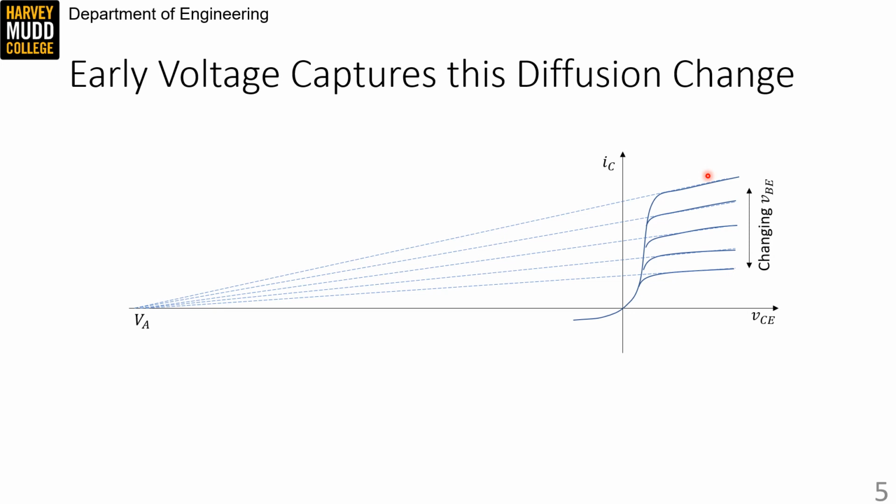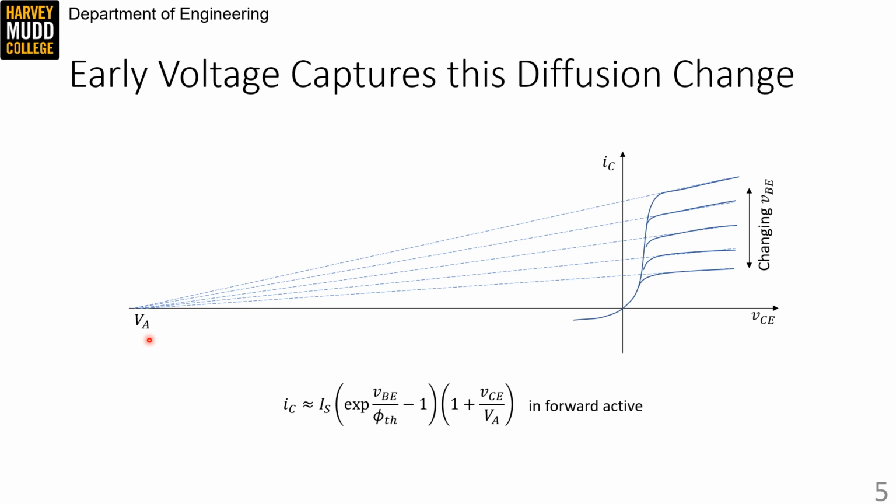One detail that might not be immediately obvious is that each of the slopes in the forward active regions points to the same intersection point at minus VA, comma 0. That intersection point is called the early voltage, and it's usually in the range of 50 to 200 volts depending on the BJT.